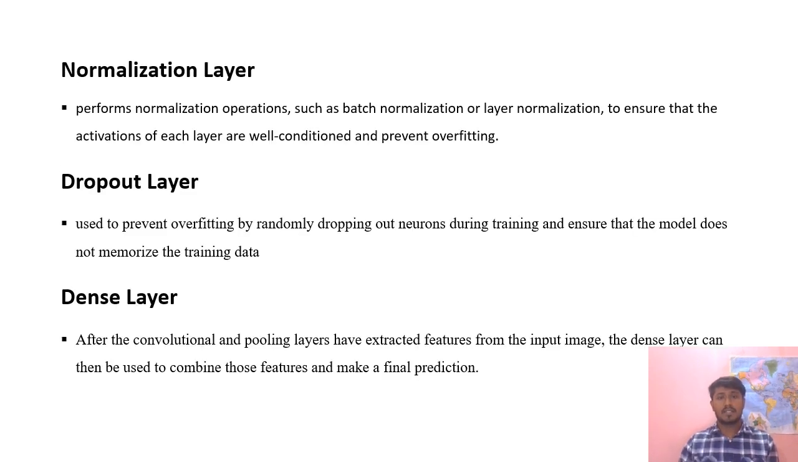In the normalization layers, batch normalization or layer normalization is used to ensure that the activations of the layer are well conditioned and to reduce overfitting. In the dropout layers, neurons are randomly dropped during training to prevent overfitting and ensure that the model has not memorized the training data. In the dense layer, the convolution and pooling layers have extracted features from the input image.